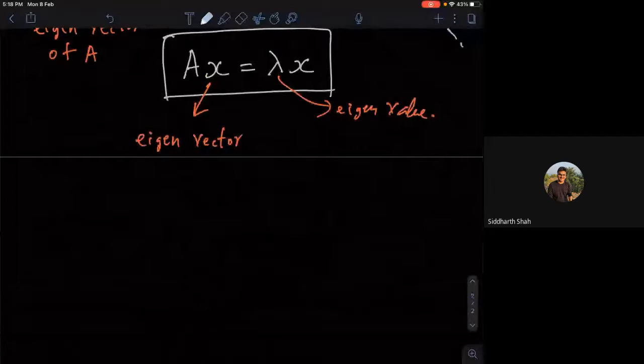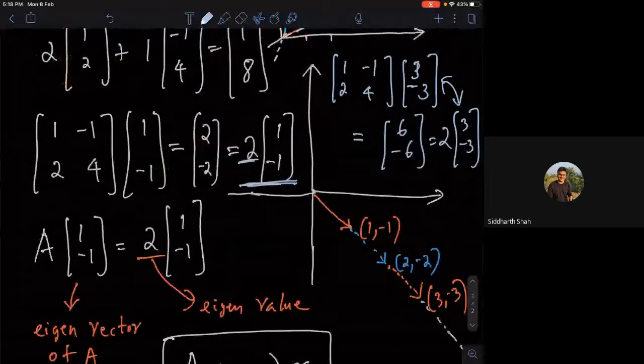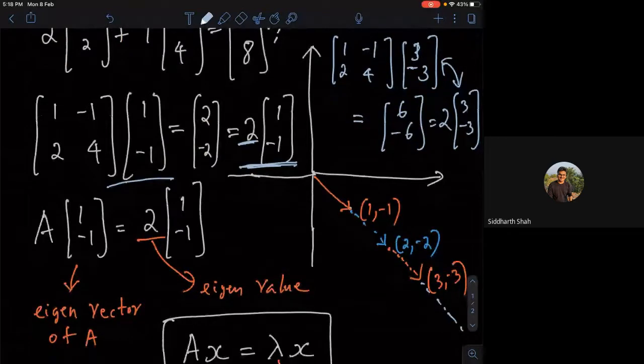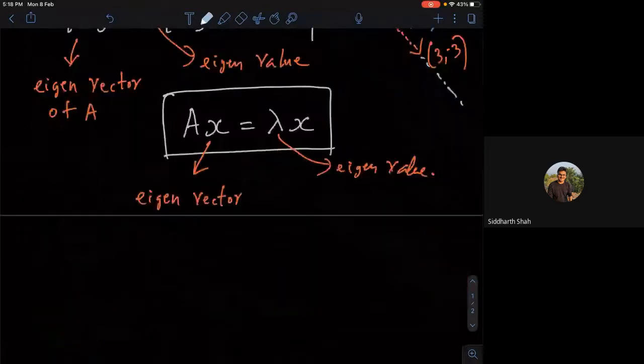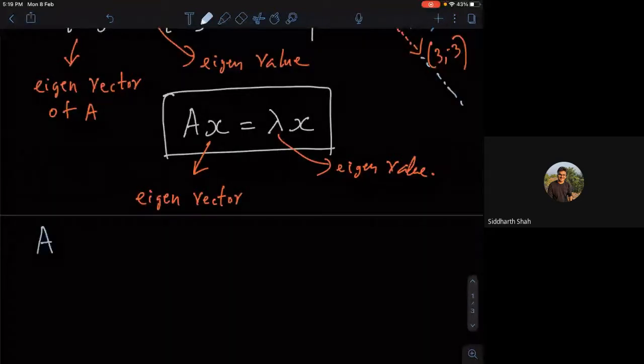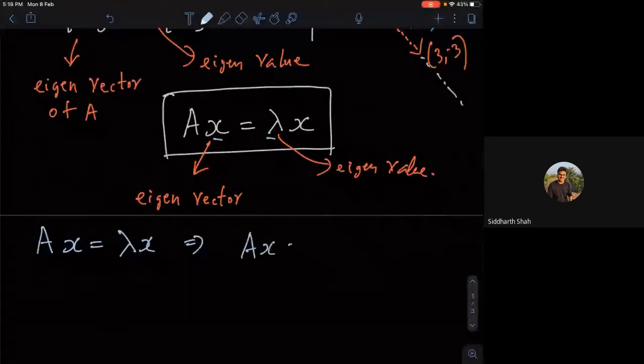Because in general, it may not be easy to see. Here, somehow I was able to find this 1 minus 1. Right? But in general, how can I do this? So that's the question. So now, what do we do? I'm looking at a matrix A, and I'm finding this x and this lambda, right? So what do I want? I want an x and lambda such that Ax is equal to lambda x. What I will do first is rewrite this as Ax is equal to lambda I times x.